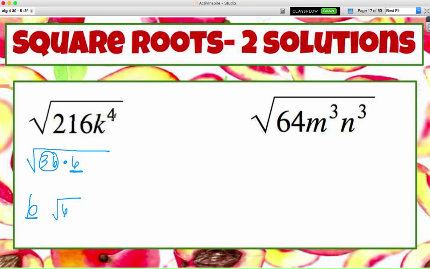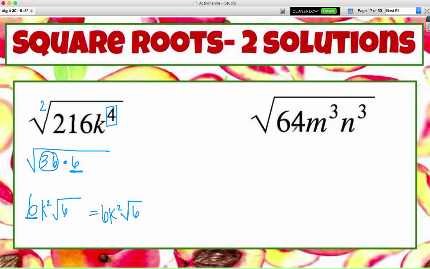When I take the square root of a variable, k to the 4th power, I have to think what was multiplied by itself to give me k to the 4th power. Well, that came from k squared times k squared. So the shortcut when we're taking the square root of variables to a power, we just have to divide this exponent by the little understood 2 here. So that would give me k squared on the outside. So our final answer would be 6k squared on the square root times the square root of 6.